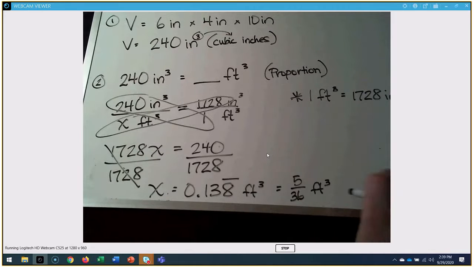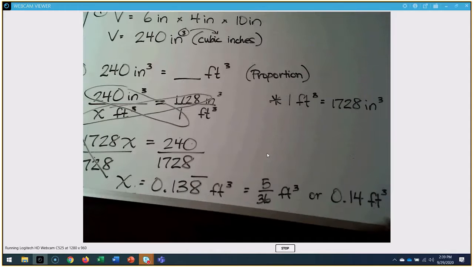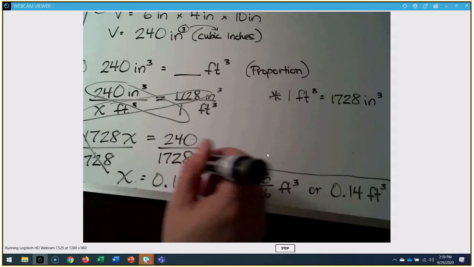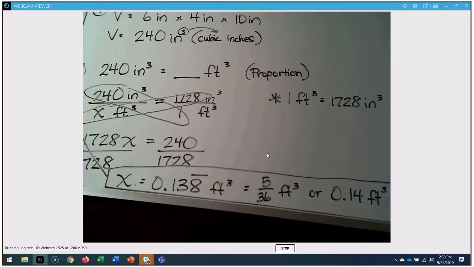You could make it 0.14, something like that, depending on how they want it. So all of these are okay with me. Just pay attention to what my math lab wants and how they want you to enter the answer in.